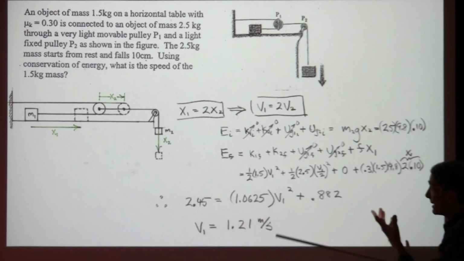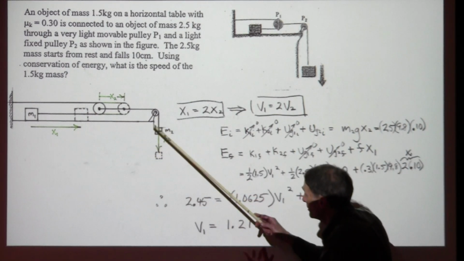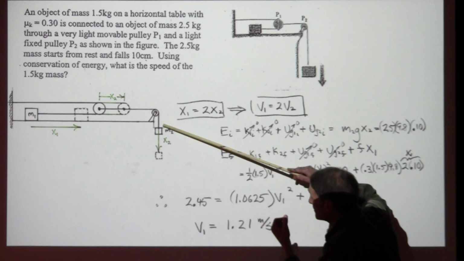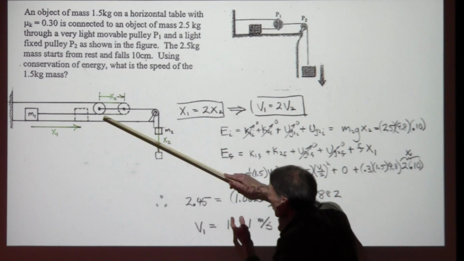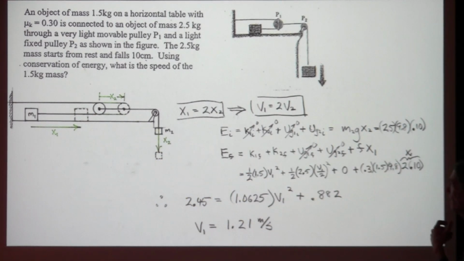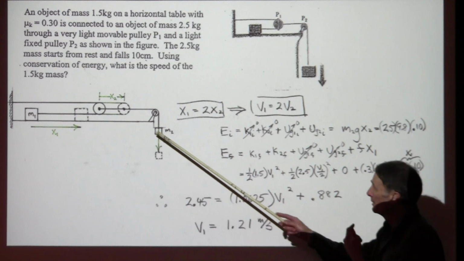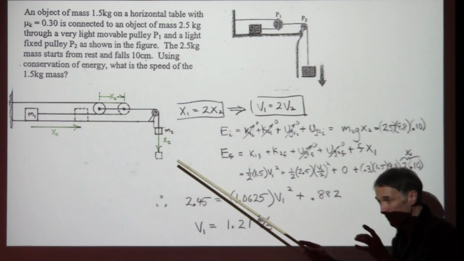Okay, so this is kind of an example. One, it's a system, so we have to deal with all the parts of the system. As this one drops, it picks up kinetic energy, but it also pulls this and does work getting this thing to move. And then there's trickiness with these pulleys. Again, these systems can be a little tricky.